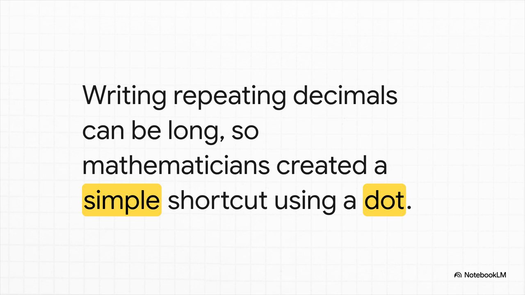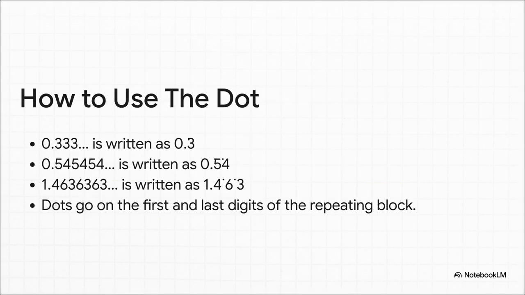Now you can probably guess that writing 0.333 with a bunch of dots gets old really fast. It's a lot of work. So, of course, mathematicians came up with a shortcut. It's a clever little trick using just a small dot. Let me show you how it works. Okay, check this out. For 0.33333, since only the 3 is repeating, we just put one little dot right on top of the 3. That's it. For 0.545454, the block that repeats is 54. So we put a dot on the first number of the block, the 5, and the last number of the block, the 4.